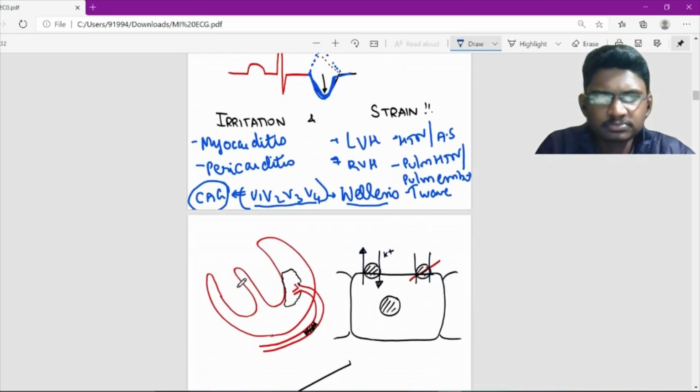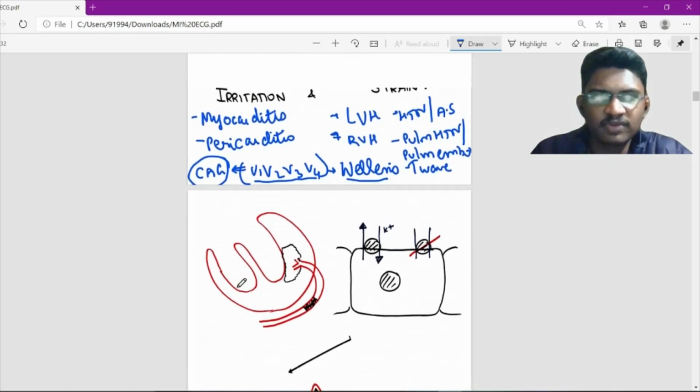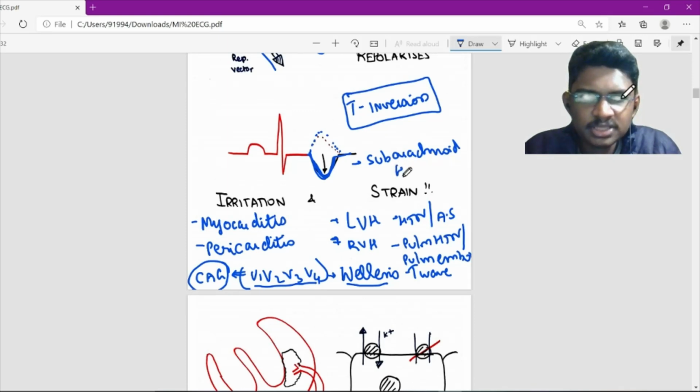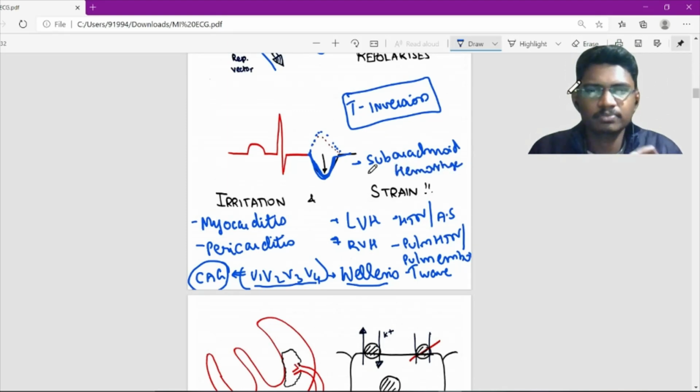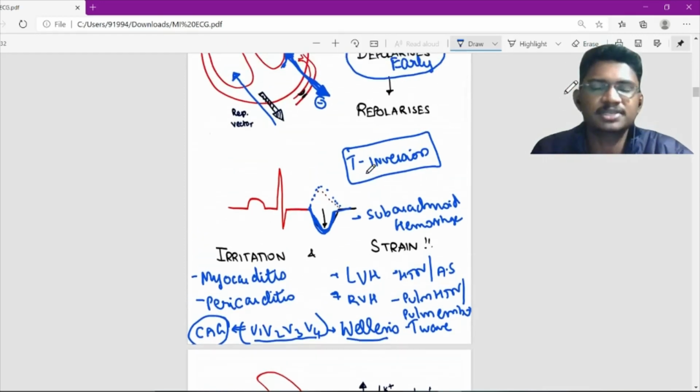Next, now we have discussed all the causes of T wave inversions, and one more cause is subarachnoid hemorrhage. Subarachnoid hemorrhage is also a cause for T wave inversions. Okay, these are all the extra causes of T wave inversions apart from ischemia.